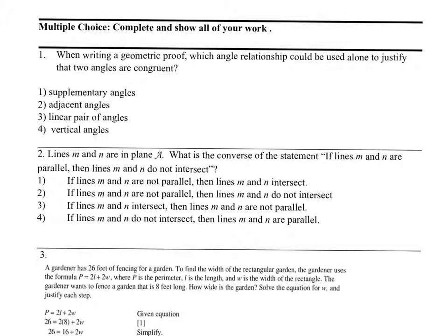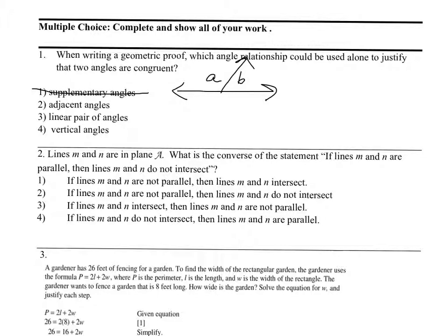So let's do that. If we look at answer number 1, which is supplementary angles, let's just draw some supplementary angles. Here's some supplementary angles. I know it's supplementary because A plus B equals 180. Now, I know by looking at these two angles that they're not congruent. So this means this is wrong.